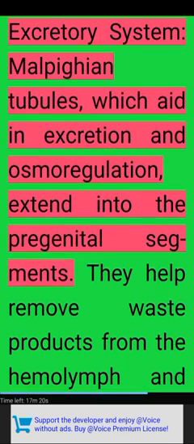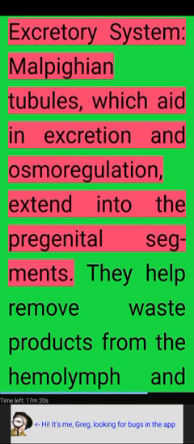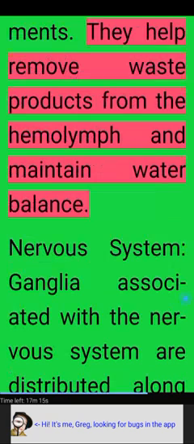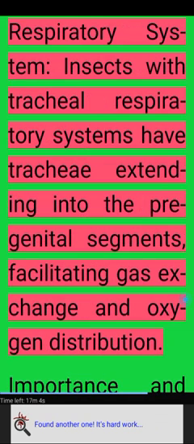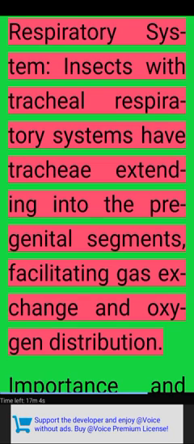Excretory system. Malpighian tubules, which aid in excretion and osmoregulation, extend into the progenital segments. They help remove waste products from the hemolymph and maintain water balance. Nervous system. Ganglia associated with the nervous system are distributed along the progenital segments, enabling coordination of movements and communication between segments. Respiratory system. Insects with tracheal respiratory systems have tracheae extending into the progenital segments, facilitating gas exchange and oxygen distribution.